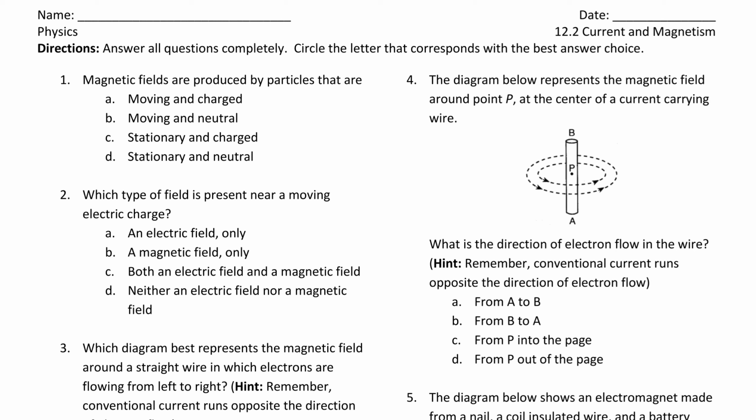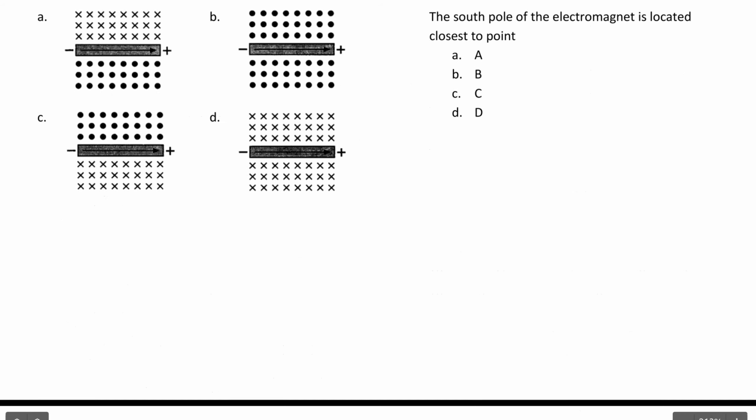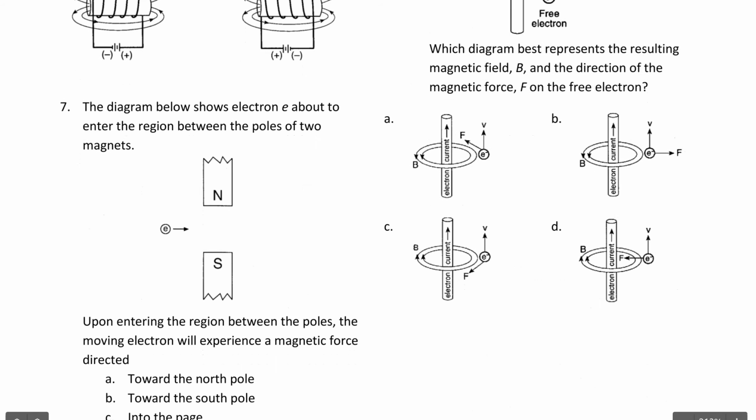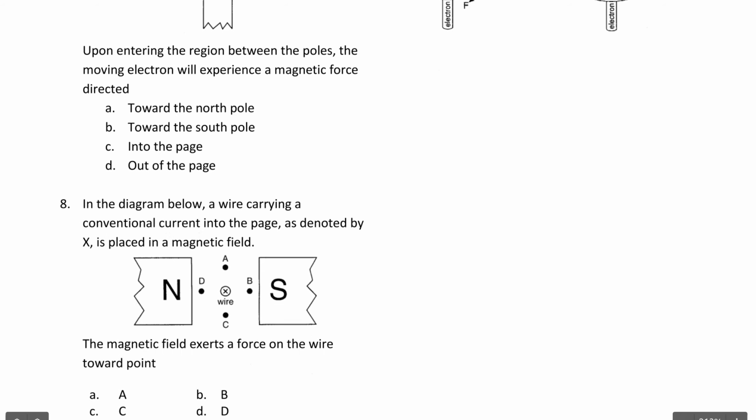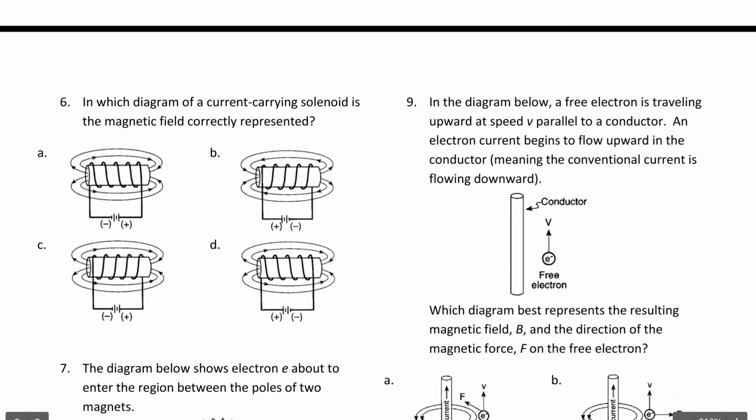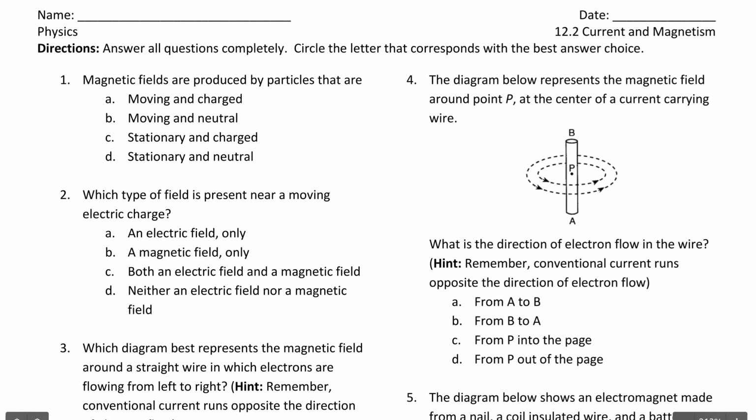Hi, and welcome to 12.2 Current and Magnetism. This topic is all about the relationship between the electric field and the magnetic field. And in this homework activity, it's a bunch of multiple choice questions that, if you don't know the right hand rules, a lot of them don't make a whole lot of sense. So let me show you the right hand rules.